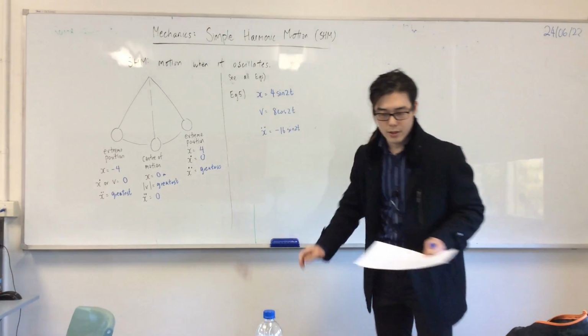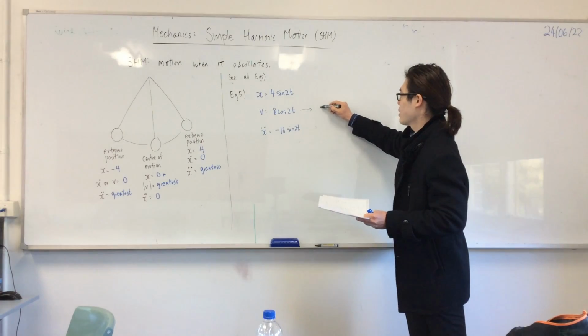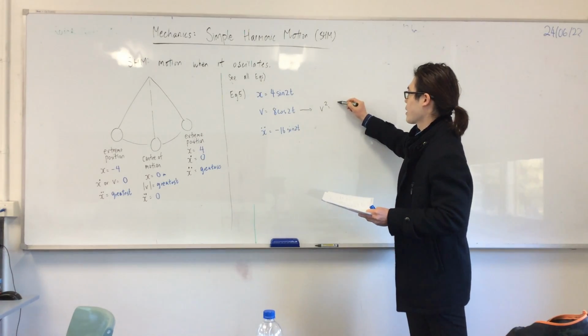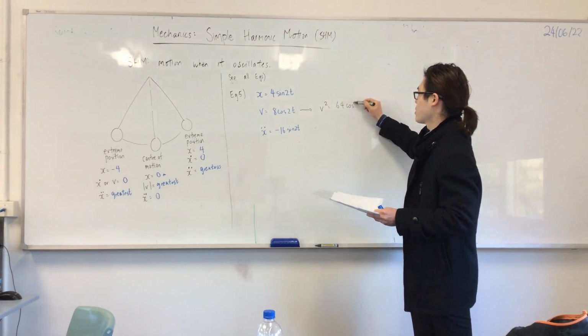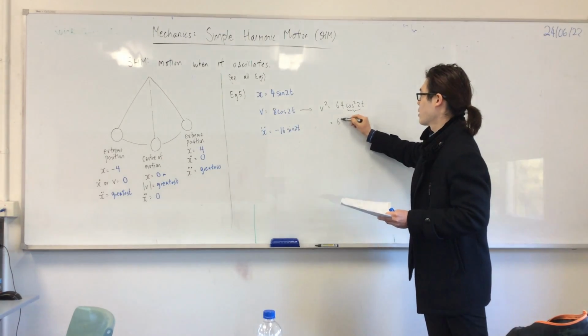Oh, one more thing though. Hold on. There is a feature I need to teach you. From here, just for velocity specifically, if we square it, that's 64 cos squared 2t. What I'm going to do is now replace this.